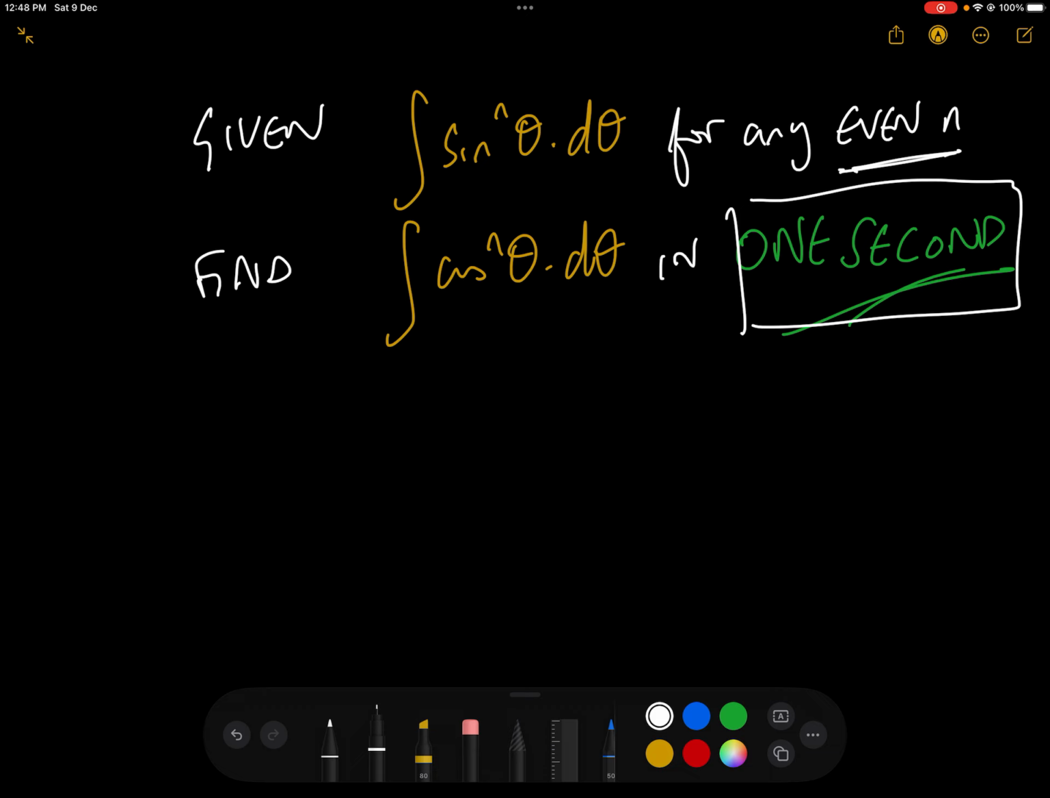This is quite a useful little trick to know for Maths Olympiads, and it's not that well known. So the claim is, given the integral that we know, the integral of sine to the power of n theta d theta for any even n, find the integral of cos to the n theta d theta in 1 second. And in actual fact, that claim is completely true.